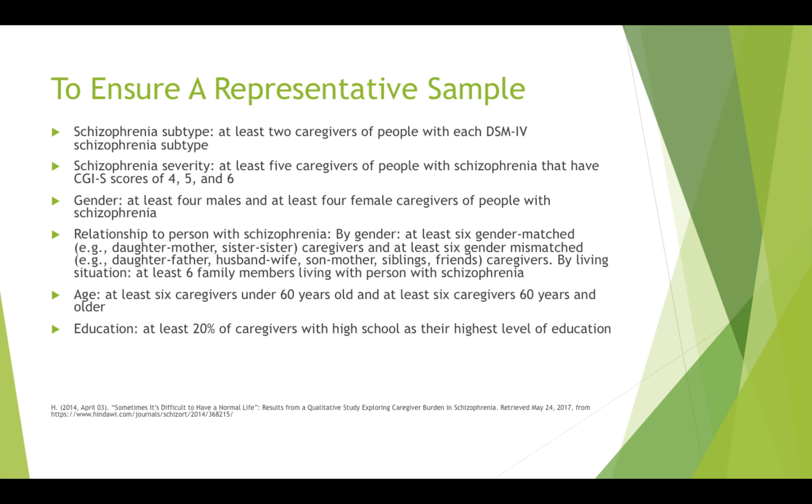Mismatched caregivers could be male-female, friends, relatives, not necessarily direct family members. There were 6 caregivers less than 60 years old and 6 caregivers who were more than 60 years of age. And 20% of the caregivers had an education level that did not go beyond high school.